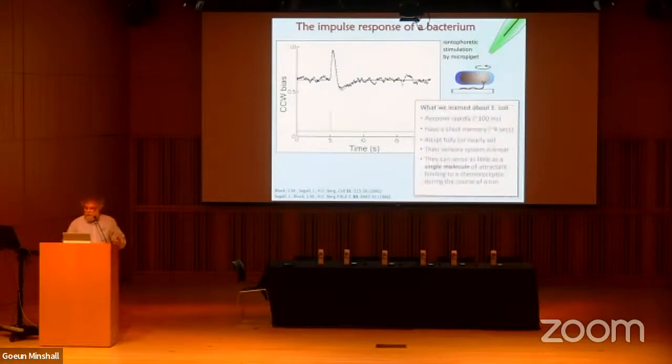And you learn lots of things from this. One of the things we learned, of course, is they respond rapidly. Cells actually have a short memory. This is a biphasic response whose integral is zero. And that means that they'll adapt fully over a period of time. That period of time is about the time of their memory, which is about 4 seconds long. This response system is relatively linear. And one thing that came out of this work and comparing it with other work that I did in grad school was that you can sense as little as a single molecule changing in the 600 or so receptors that are on the cell in the course of a single run.